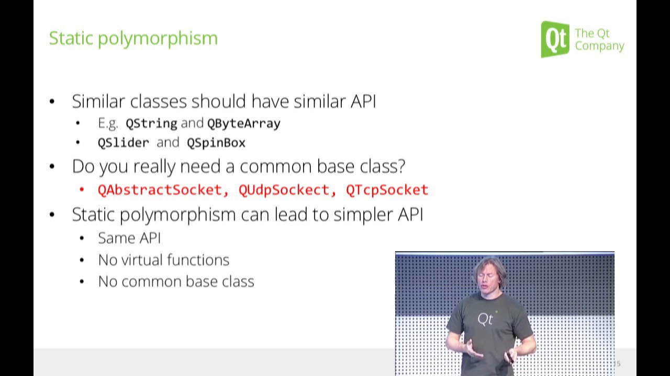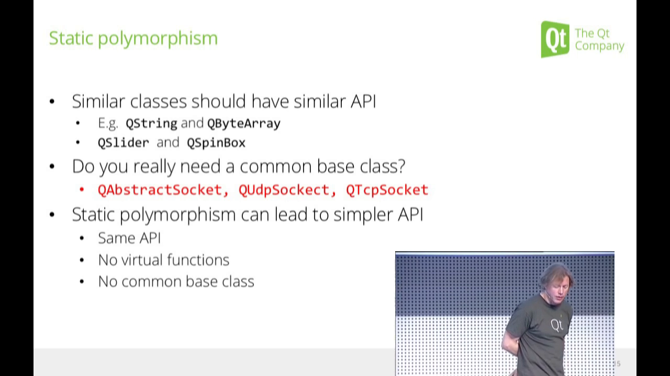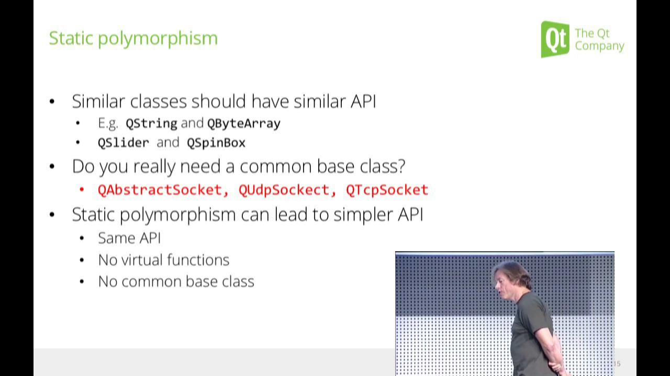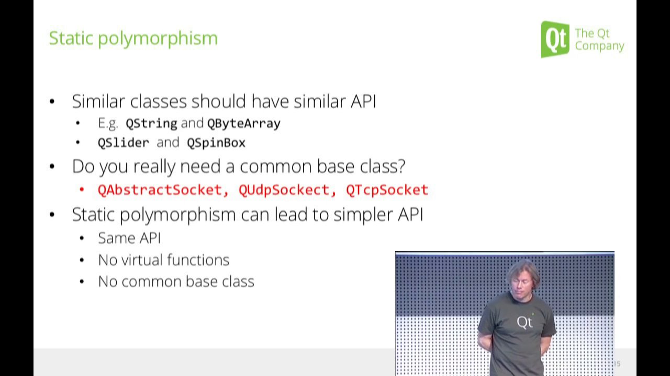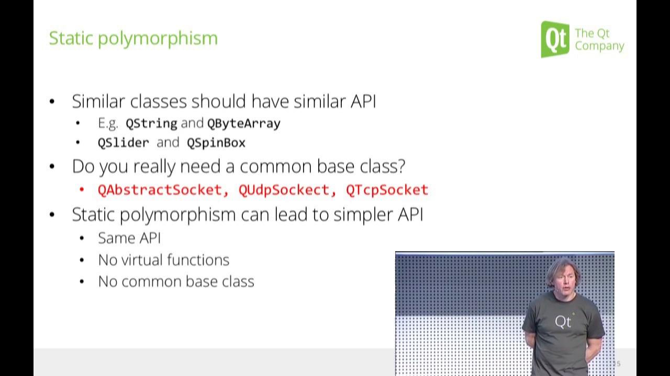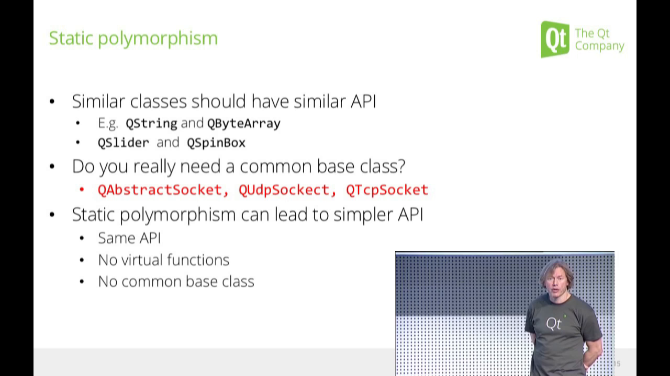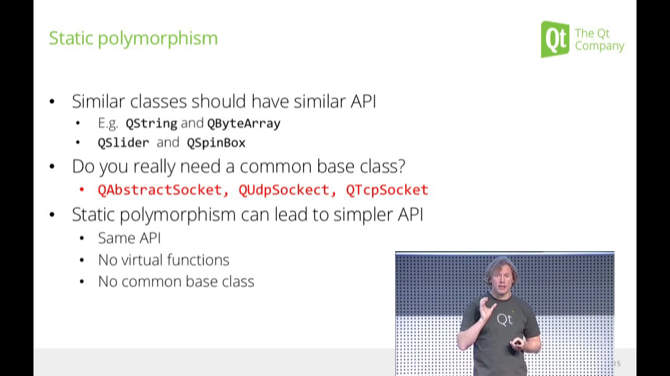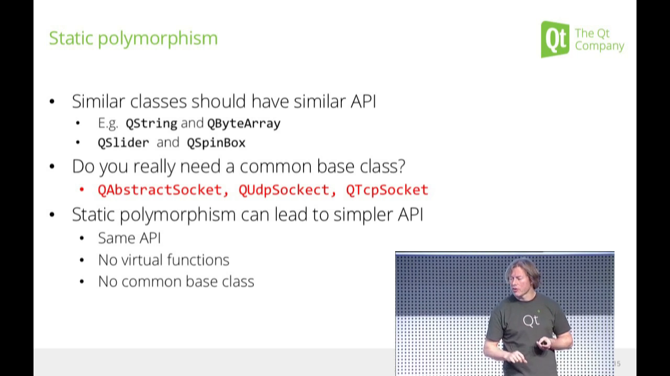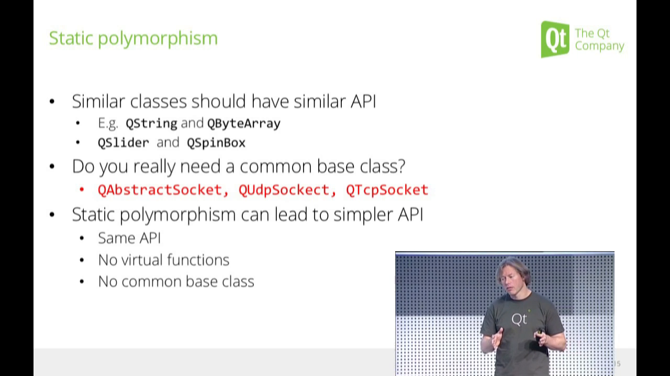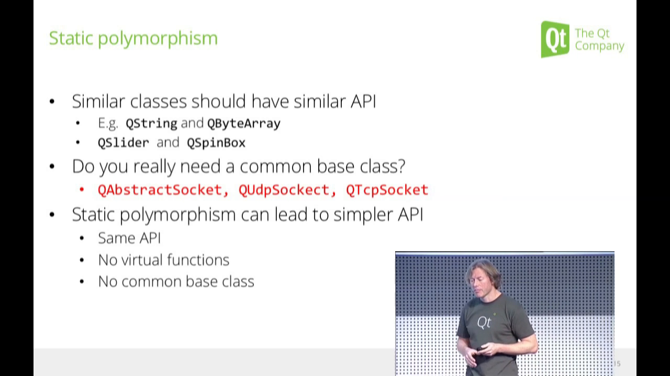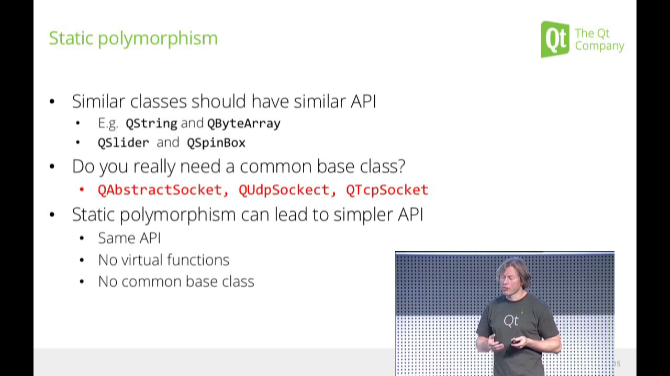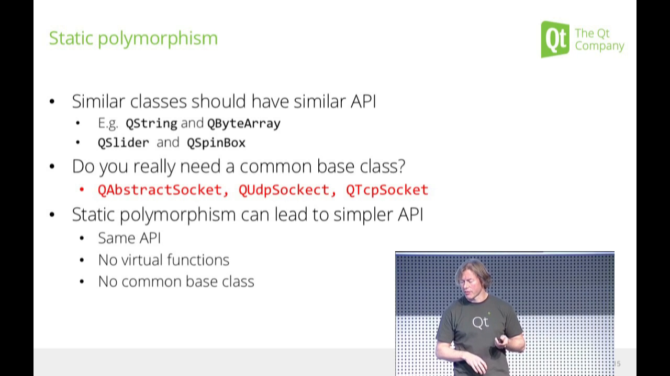The other question then is, do you need a common base class? We've done that in Qt, in the networking stack. We have a QAbstractSocket base class, abstracting a socket. Sounds like a good idea. And we have two re-implementations, a UDP socket and a TCP socket. But nobody ever uses them in that polymorphic way, where you just have a pointer to the abstract base class. So in the end, we would have been better off to just have two classes with static polymorphism, QUdpSocket and QTcpSocket, where they do the same thing and have the same API. It's not what we've done, but we should have. So it can lead to a simpler API for people to understand, and you avoid lots of the problems that you get with having virtual functions.